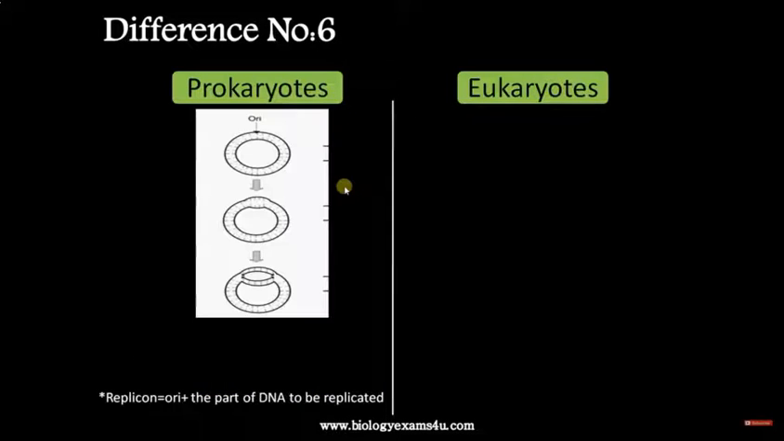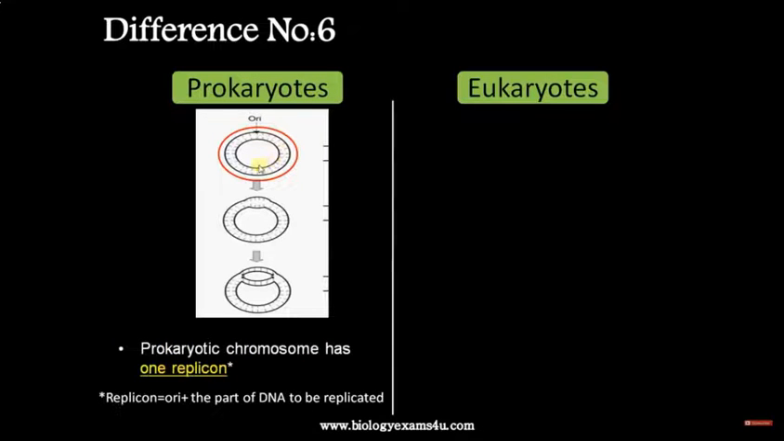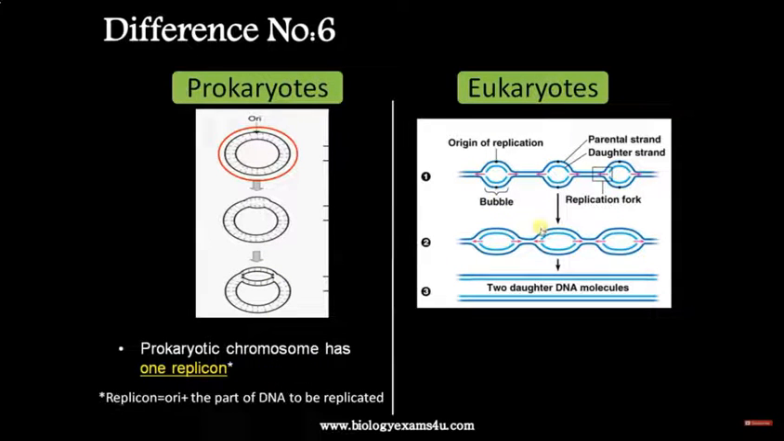Now the difference number 6 is regarding the number of replicons. A replicon is a part of the ORI along with a part of the DNA that is to be replicated. In the prokaryotic system, there is a single replicon, that is, the entire DNA is replicated simultaneously in a single stretch. So the prokaryotic chromosome has one replicon. Whereas in eukaryotes, a number of replicons are present, and these replicons may not be replicating simultaneously at a time. Different replicons may be replicating at different times.